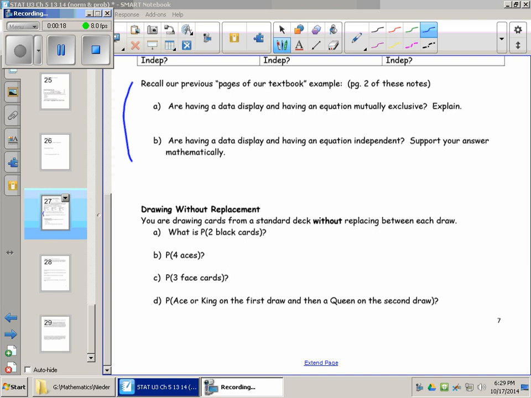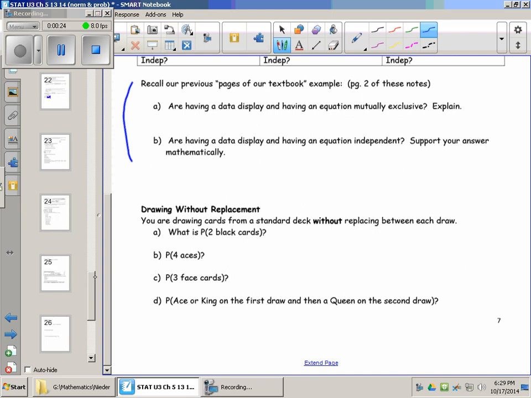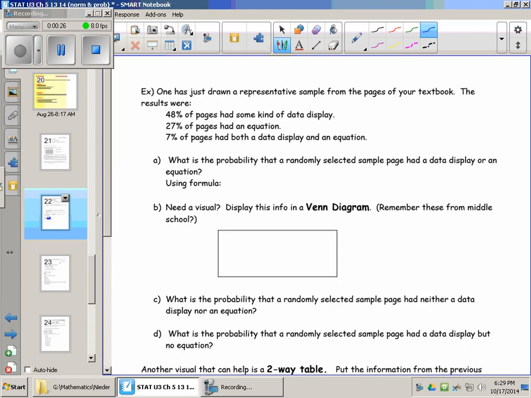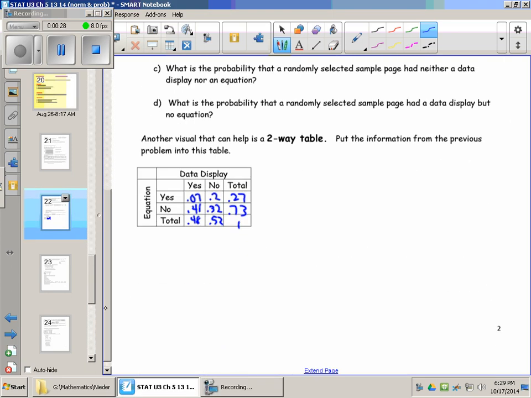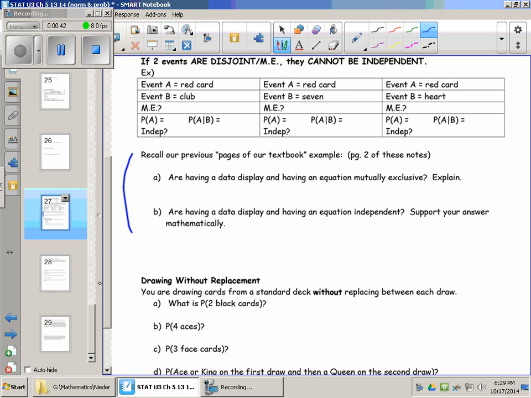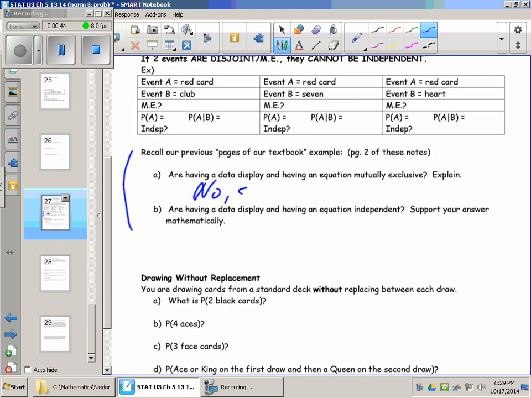Are having a data display and having an equation mutually exclusive? If you go back to our previous page in our packet, you should see either your Venn diagram or this table that we filled out. Well, are having an equation and a data display mutually exclusive? No, they weren't, because there was an overlap, right? 7% of all pages had both. So definitely they're not mutually exclusive. Okay? No, some pages have both.